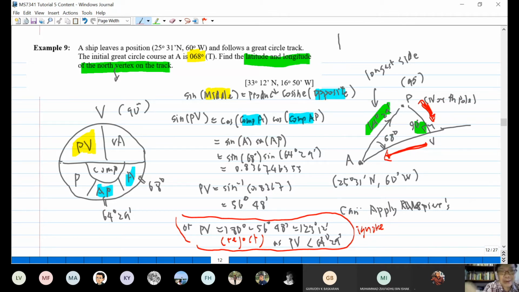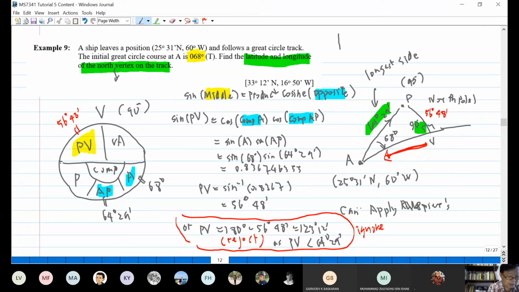I know PV now. So PV is equal to what now? 56 degree 48 minute. Okay, so this PV here is 56 degree 48 minute now. So yeah, no more information already.